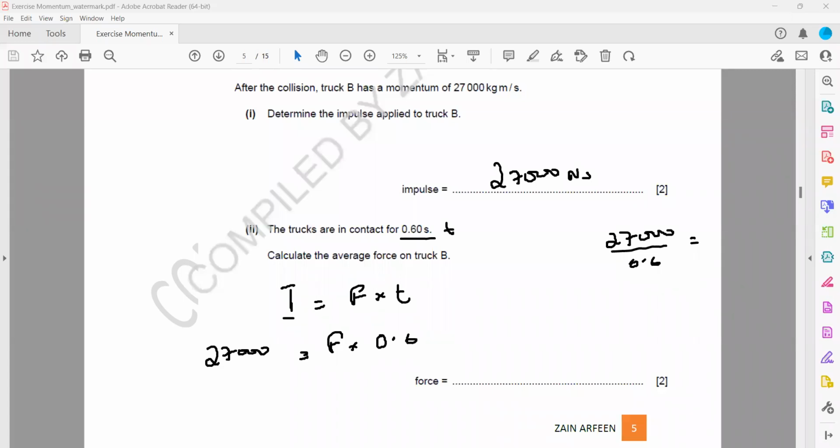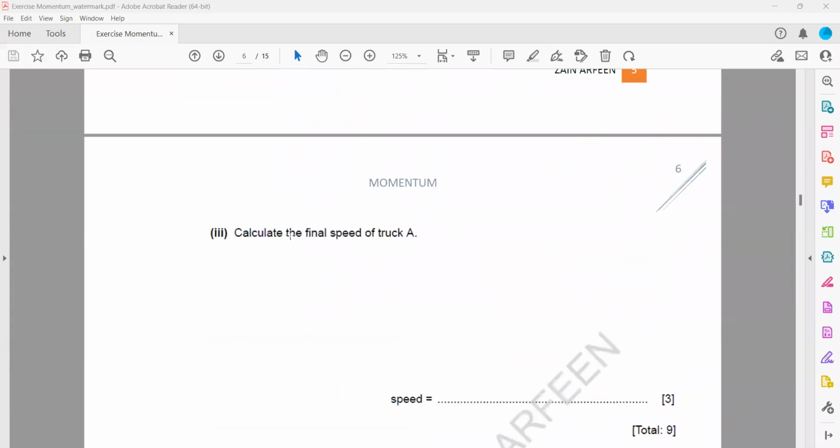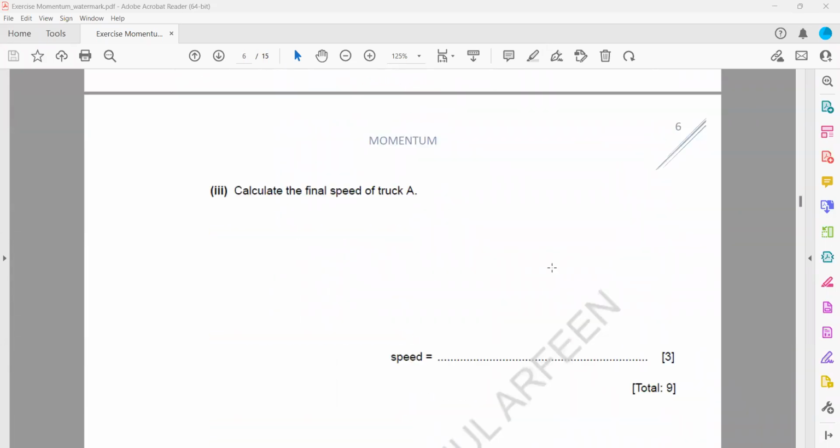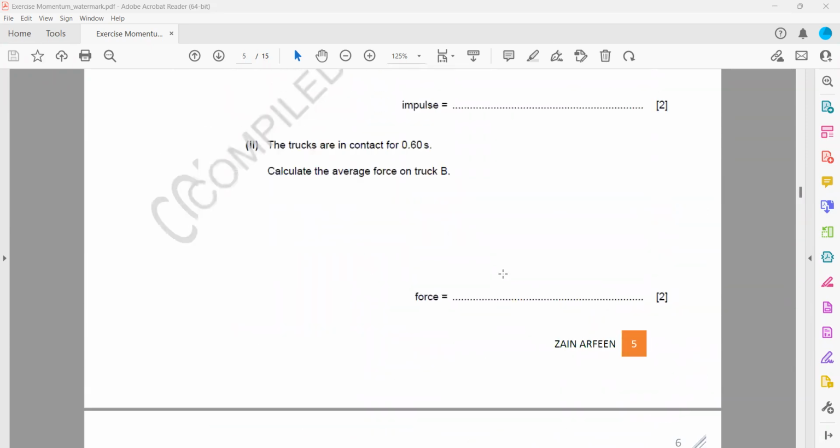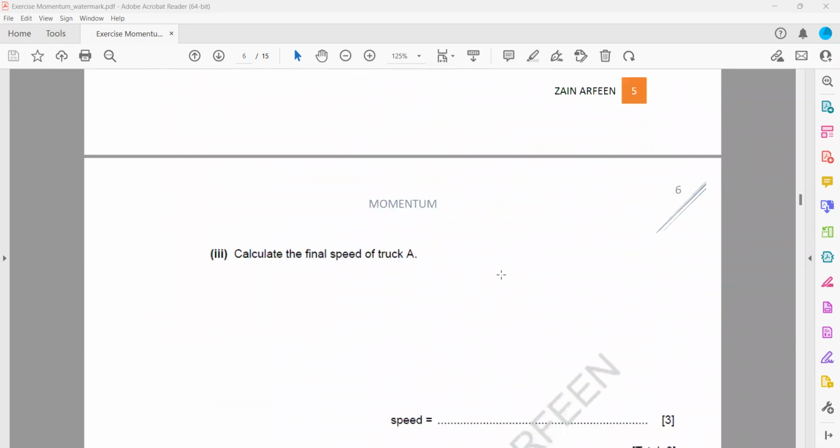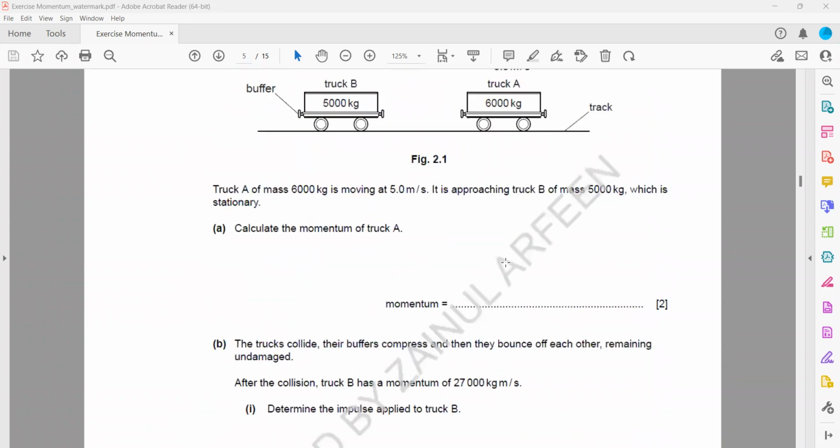So impulse is force? 45,000. Okay, 45,000. Thank you. So impulse will be equal to force into time. So when we divide, it will come out as 45,000 Newton. Then the next part, we need the final speed of the truck. Whenever you need the final speed, I will solve on the same page as this one.